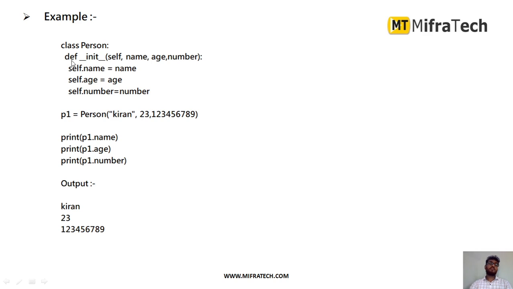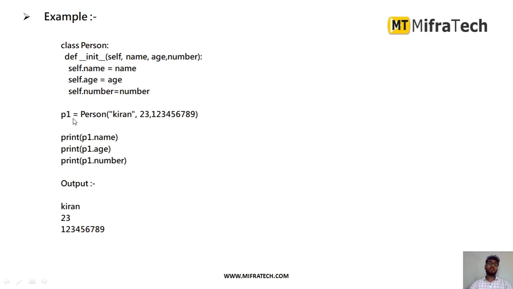Here I have used a function def __init__. What this function will do is take some arguments and assign them whenever we create an object of that particular class. So in this example, I have taken init as self, name, age, number. I have taken self.name is equal to name, self.age is equal to age, self.number is equal to number.